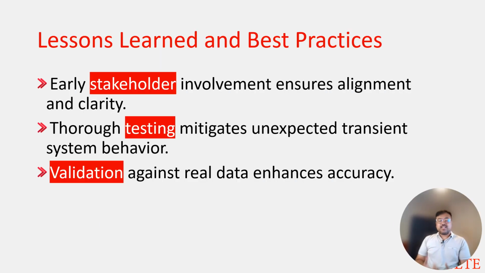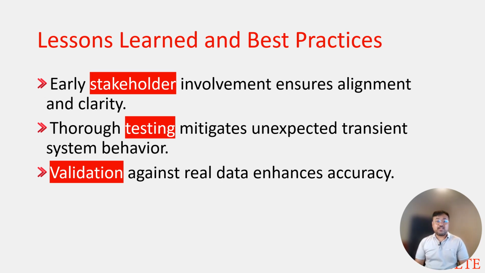So we are almost done with this session. Throughout this process, we've learned several key lessons that can help improve future projects. Let's summarize these lessons and discuss some best practices for transient analysis. The first one is that early stakeholder involvement ensures alignment and clarity. This early process can ensure that everyone is aligned on the system's objectives and requirements, and this reduces the likelihood of misunderstanding or scope changes later on.